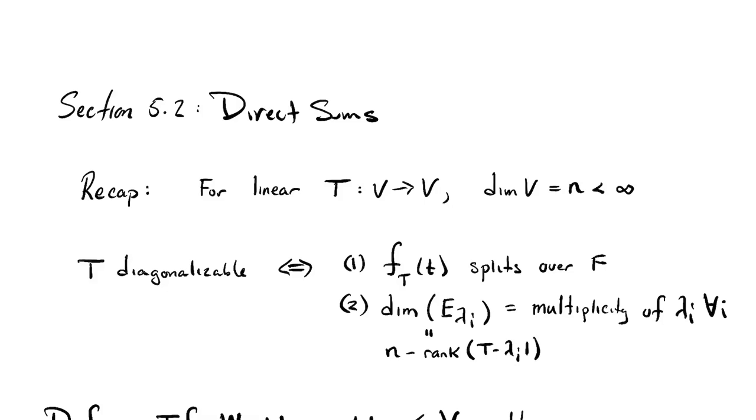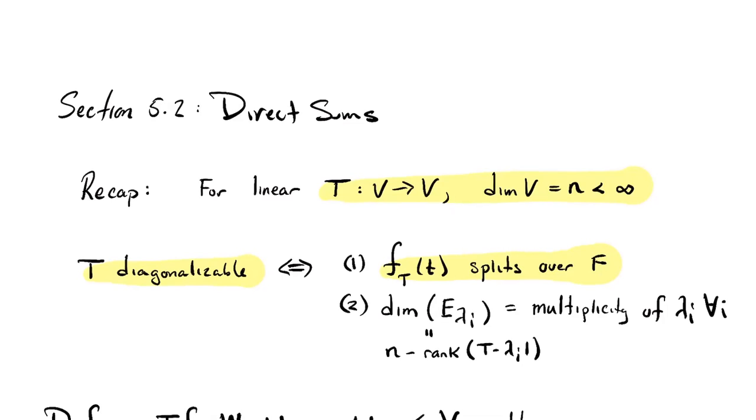All right, so we'll start off by recalling the main summary of our first 2 days of working in section 5.2. When you're given some linear operator T on a finite dimensional vector space, that operator is diagonalizable if and only if there are two conditions you have to check. First, that the characteristic polynomial of the operator splits over the field. So it has to factor into a product of linear factors, possibly with some of the linear factors repeated. They don't have to be distinct, but it does have to completely factor into linear factors.